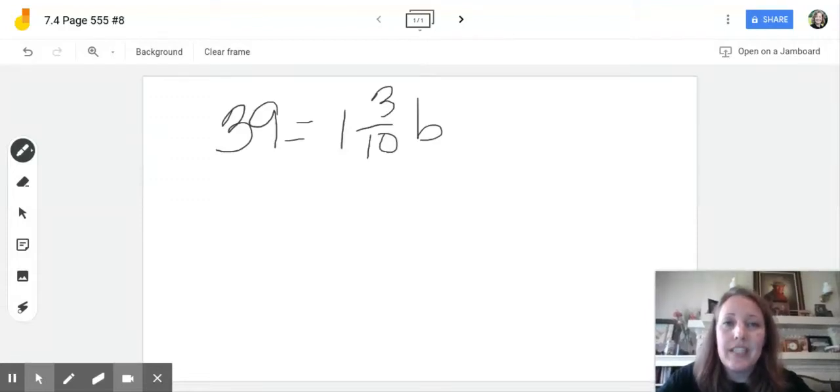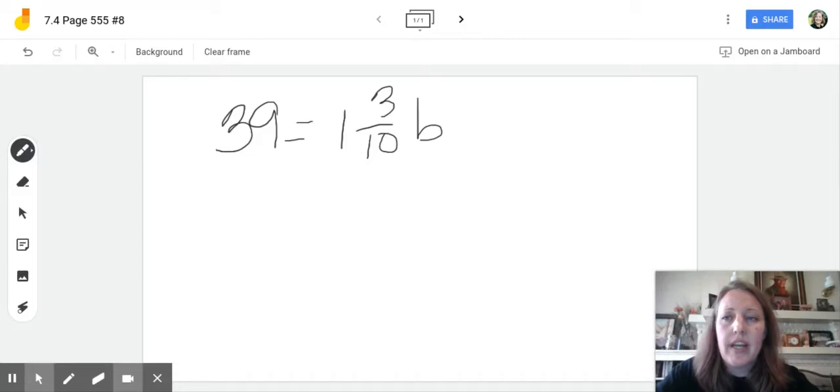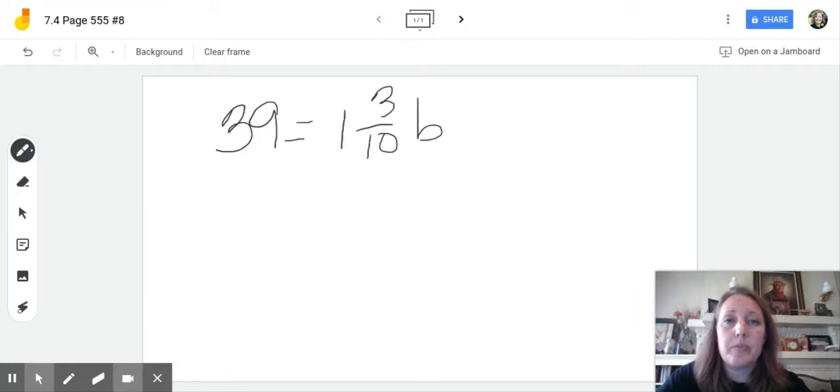Hi, it's Mrs. Golding. I am in 7-4, and this is page 555 in your textbook, problem number 8. I picked this problem because I thought it might be a little tricky for some. Sometimes when my students see a mixed number multiplying or dividing, they just freeze. So I thought I'd make it a little simpler for you.